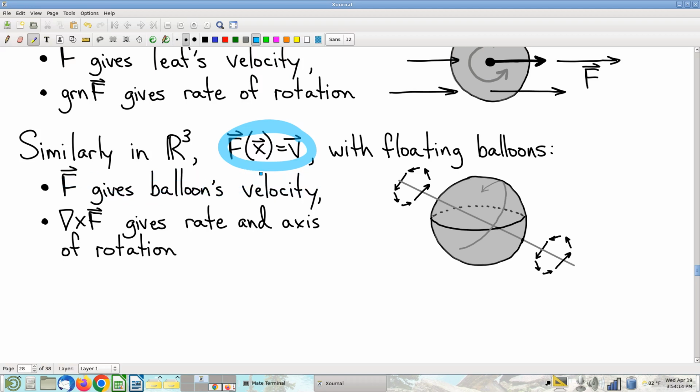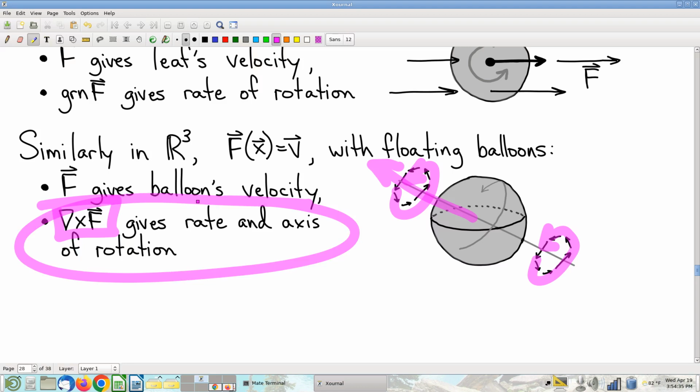And then likewise, whatever rotational aspect there is to the air movement, that's measured by curl. Remember, curl tells you how much and in what direction we have that rotation of the air. Well, the balloon's going to do what it's told in that sense as well. Whatever axis the air is rotating around, that's the axis that the balloon will be rotating around as well. Everybody all right? Makes sense?